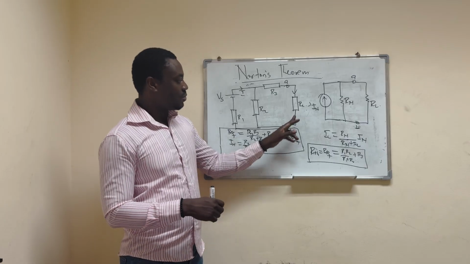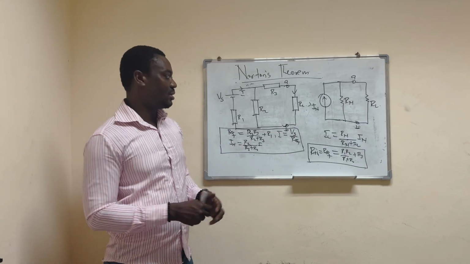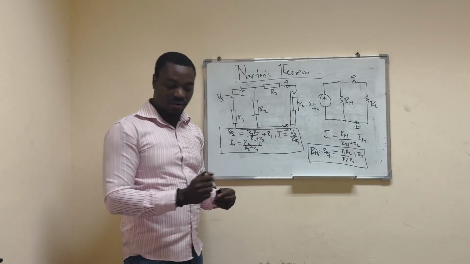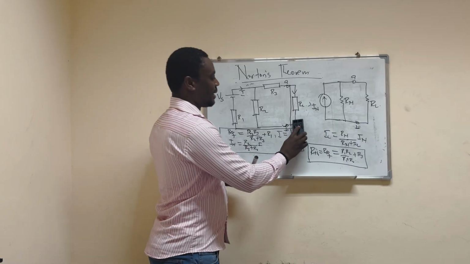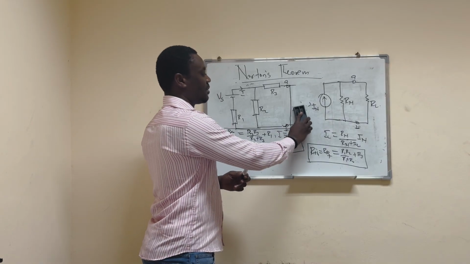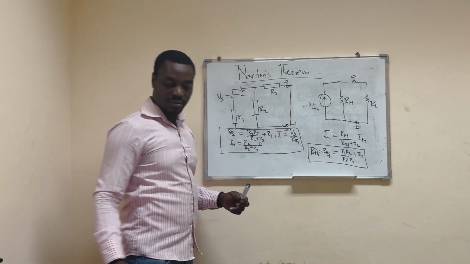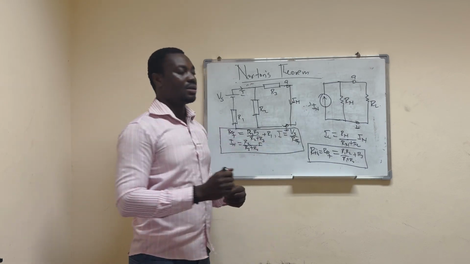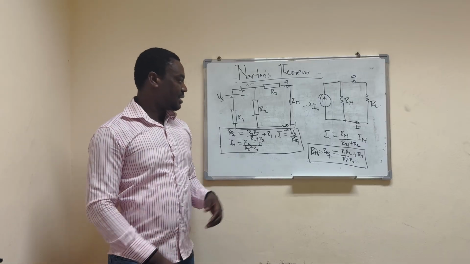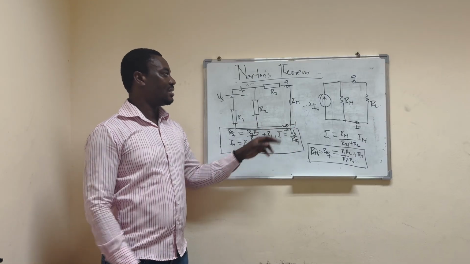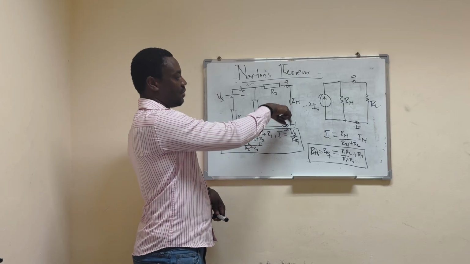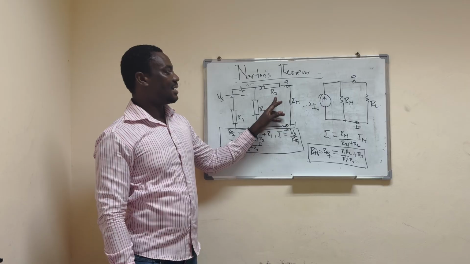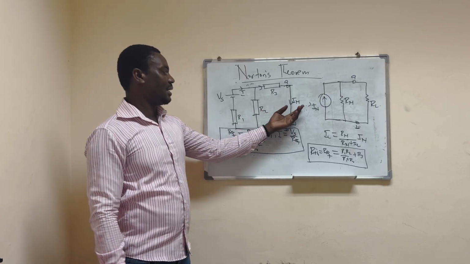Well, that means we come to our load and short circuit the load. I'm going to short circuit by connecting a wire. Once I've connected the wire, I can eliminate the load resistance because all the current will pass through the wire. Now the current in that wire is the Norton current. You see that the current passing through the wire is going to be the current passing through the resistor R3 here. Now how do I get that current?